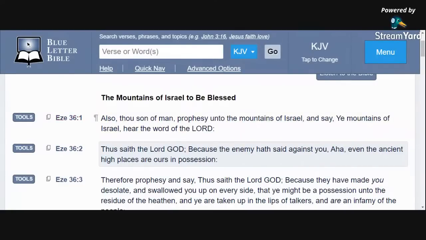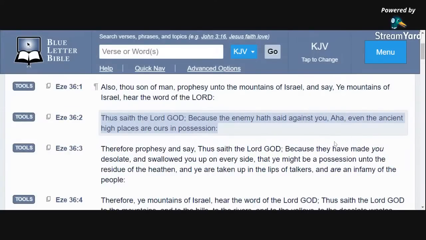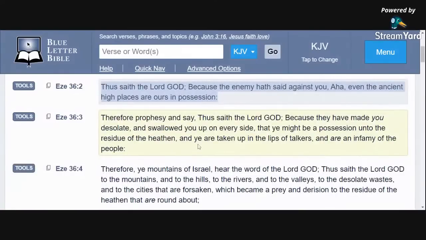Ezekiel 36:1. Also, thou son of man, prophesy unto the mountains of Israel and say, ye mountains of Israel, hear the word of the Lord. Thus saith the Lord power, because the enemy has said against you, even the ancient high places are ours in possession. Didn't Yahushua tell us in Luke 21 that our homeland was going to be trodden down by Gentiles until the times of the Gentiles be fulfilled? Yeah, he did.